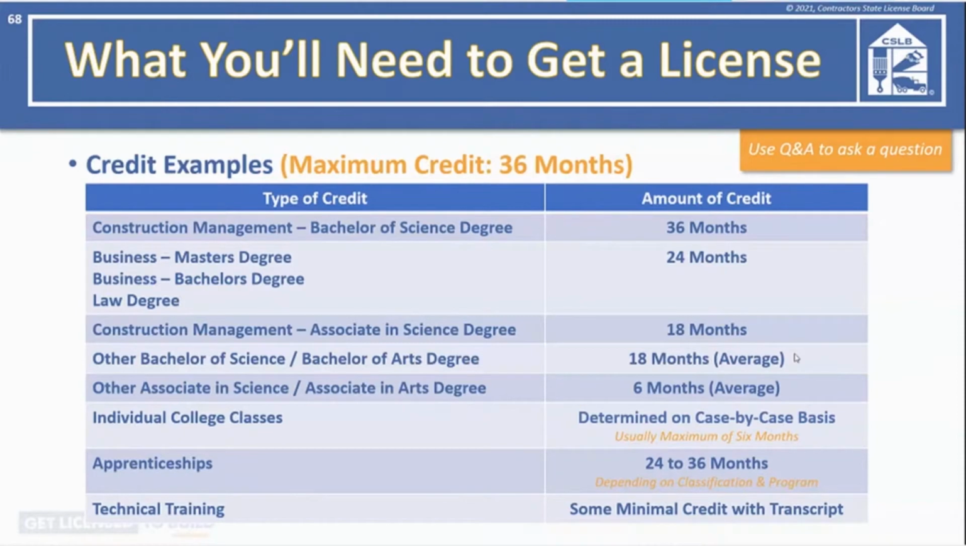However, let's say you read that description and you're still not sure if it covers your classification. You do have the option of sending an email. We have a classification deputy, and what they do is they tell you exactly which license you would need. So you can email them. Their email address is classifications, with an S at the end, at CSLB.ca.gov.